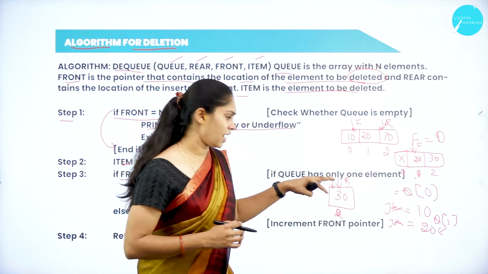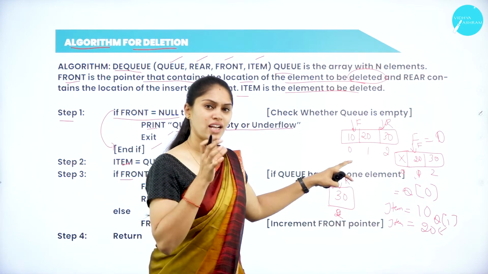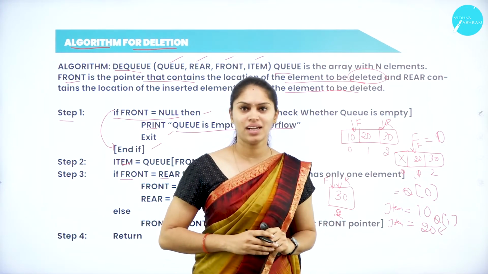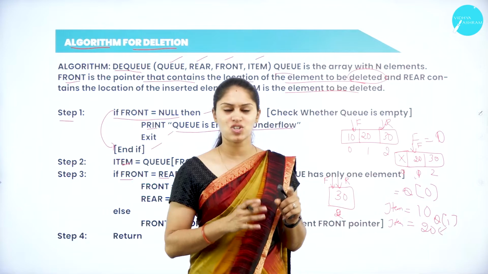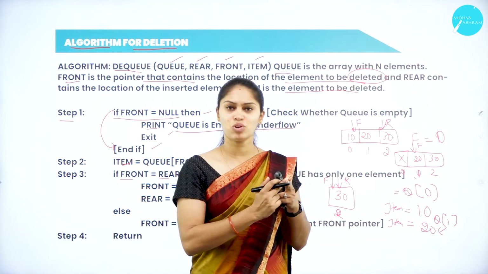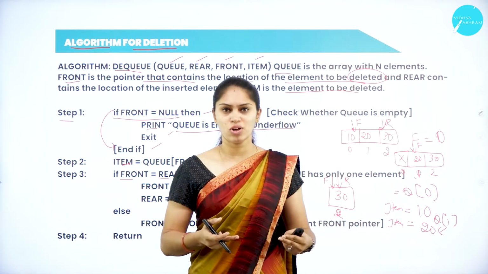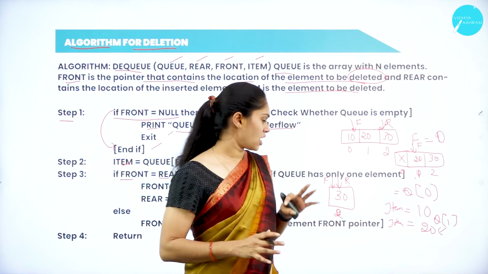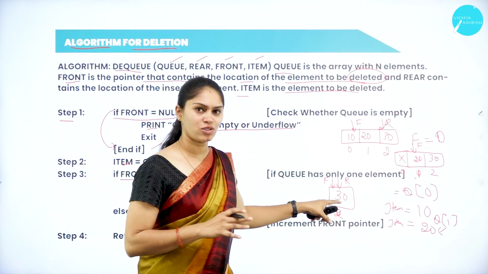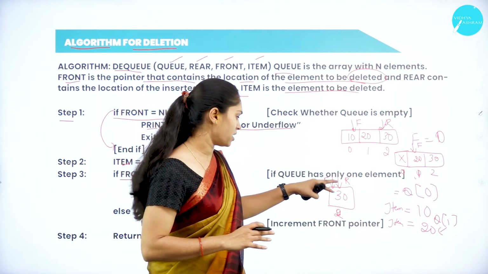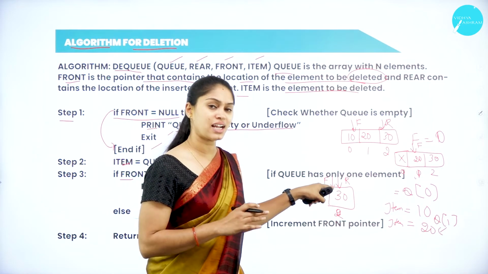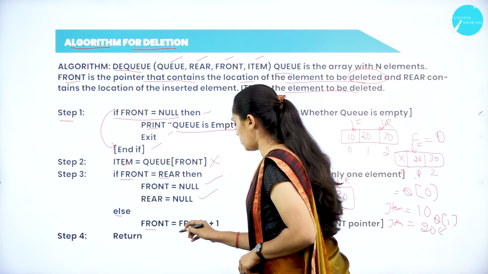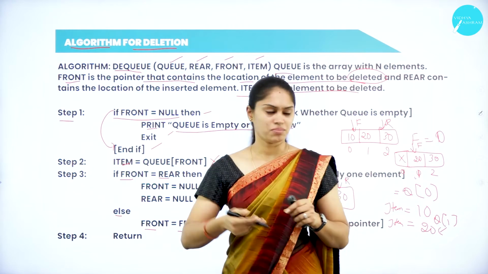If front and rear are both indicating the same end, that means we have only one element in the queue. Very, very important question. When front and rear both point to the same location, we have only one element in the queue. So now front is equal to null, rear is equal to null. That means whatever value is there will be removed. Or else front will be incremented to the next location.